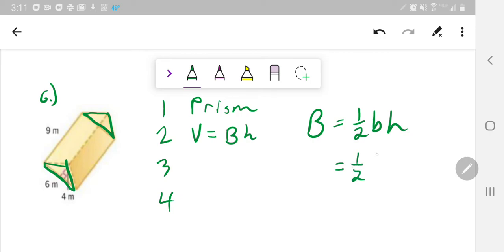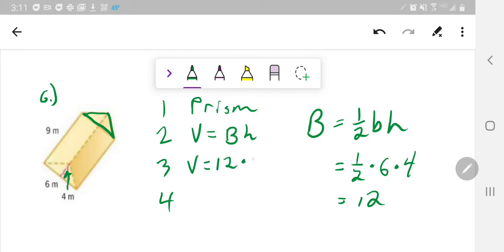So we have 1/2. It looks like, here, let me erase this so you can see that it's pointing in an arrow into that red line there for the height of that base. So the base of that triangle is 6, and the height of that triangle is 4, and so we get 12 as our area.